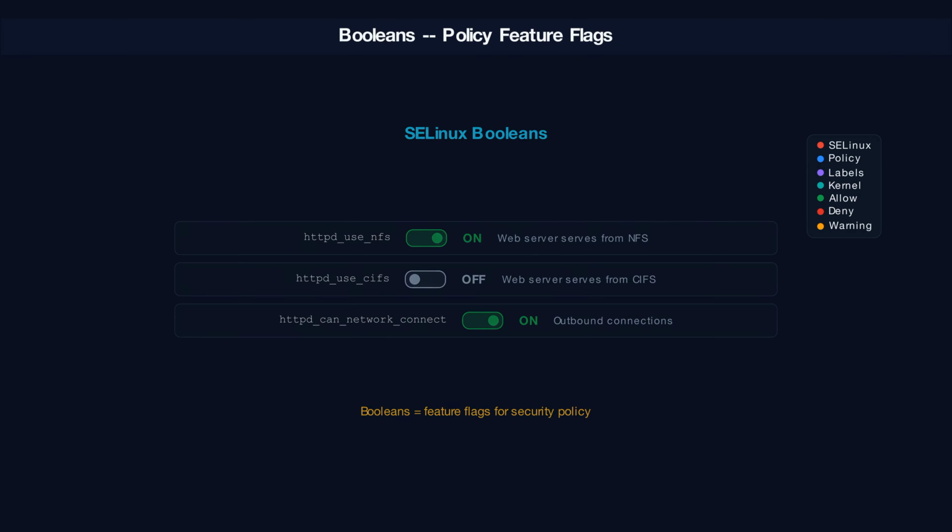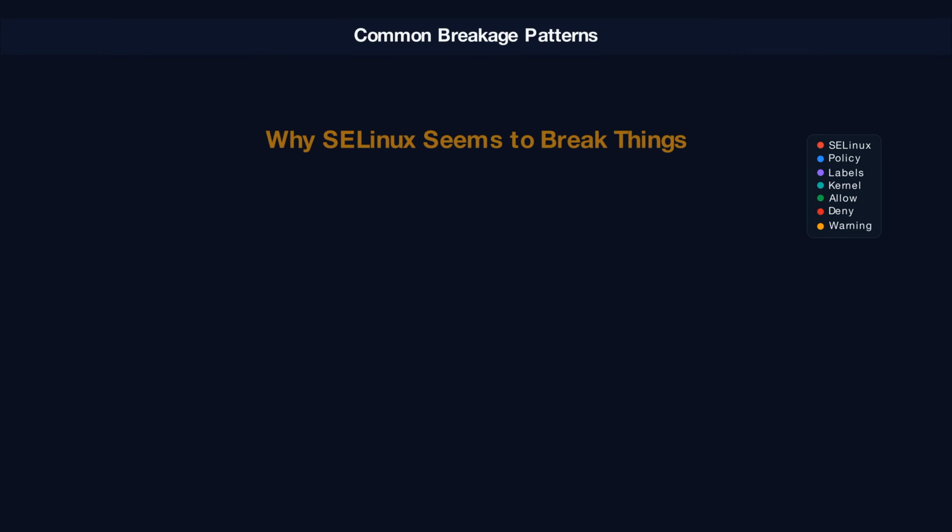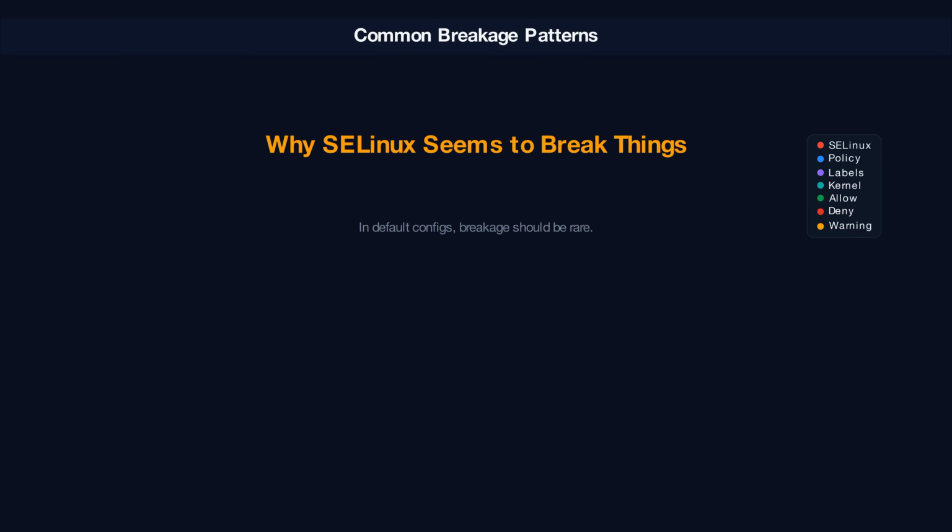Let us address the elephant in the room. Why does SELinux seem to break things? The honest answer is, it does not break random things equally. In default configurations, breakage should be rare. The breakage happens when teams deviate from defaults without updating labels.